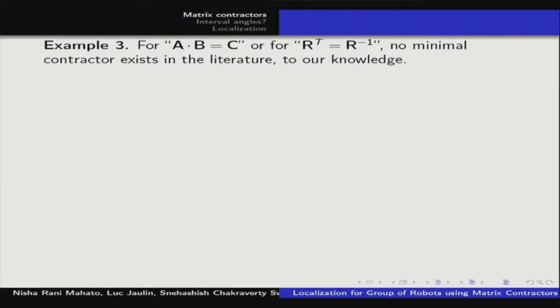I also have some other important constraints, such as the multiplication, which is a ternary constraint because A, B, and C are involved, or the unary constraint, this one, which says that R is a rotation matrix. For this type of constraint, which is important for our application, at the moment we don't have efficient contractors. It would be important to have them, but we don't, probably because it's not so easy. Computing the minimal contractor for this would be an NP problem.